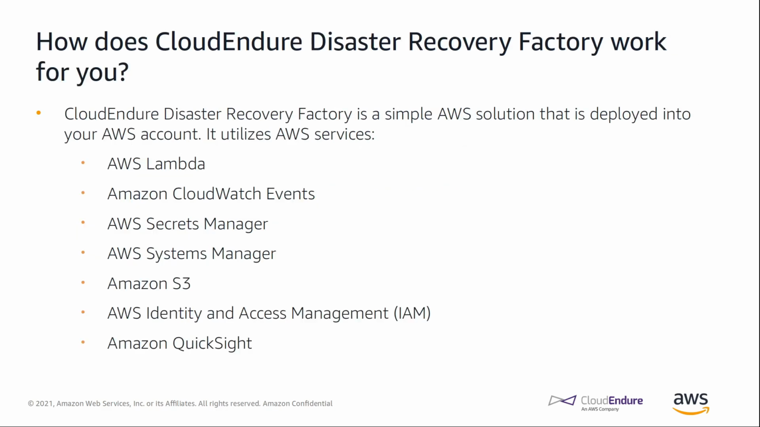The CloudEndure Disaster Recovery Factory is a simple AWS native solution which resides entirely in your AWS account. It is deployed with a single CloudFormation template, which creates the relevant resources for the factory. The factory is going to leverage proven AWS technologies, including AWS Lambda, Amazon CloudWatch Events, AWS Secrets Manager, AWS Systems Manager, Amazon S3, IAM, and Amazon QuickSight.